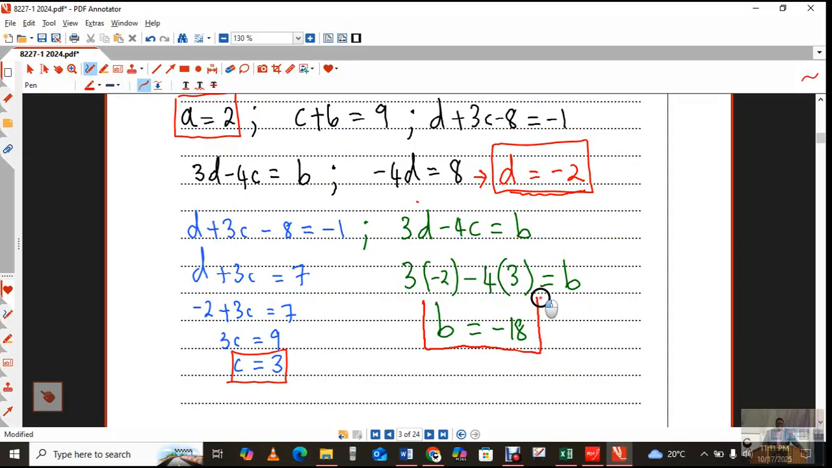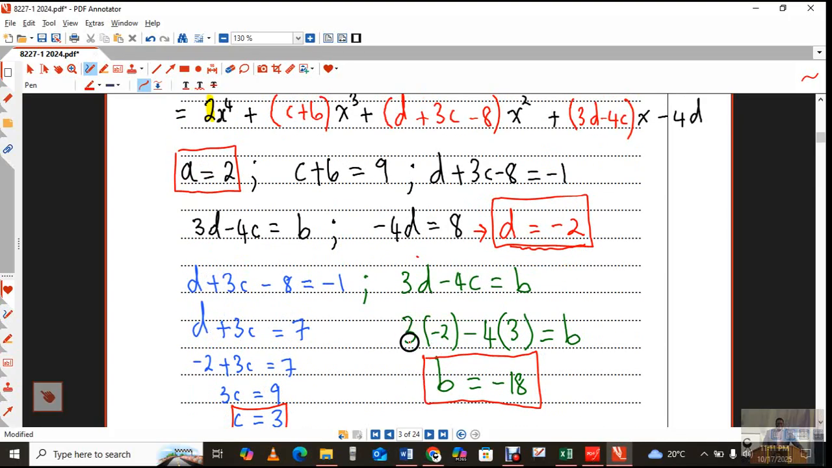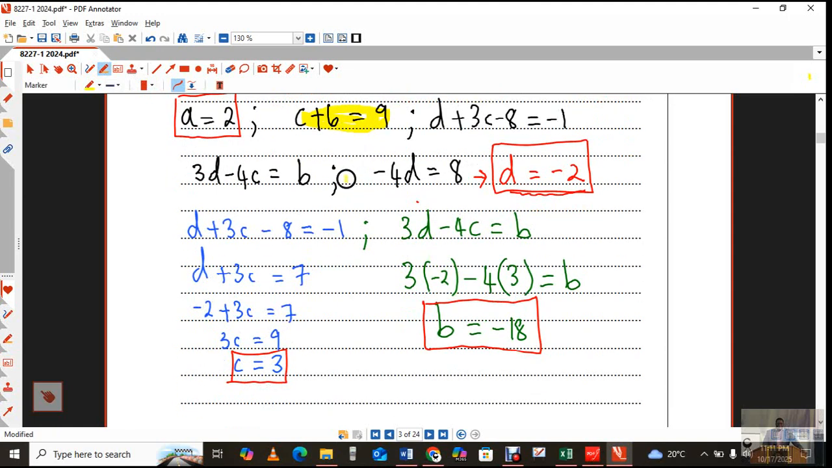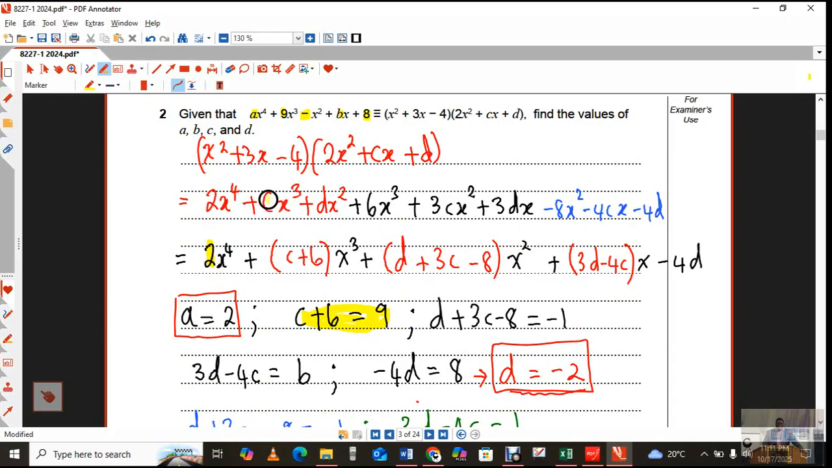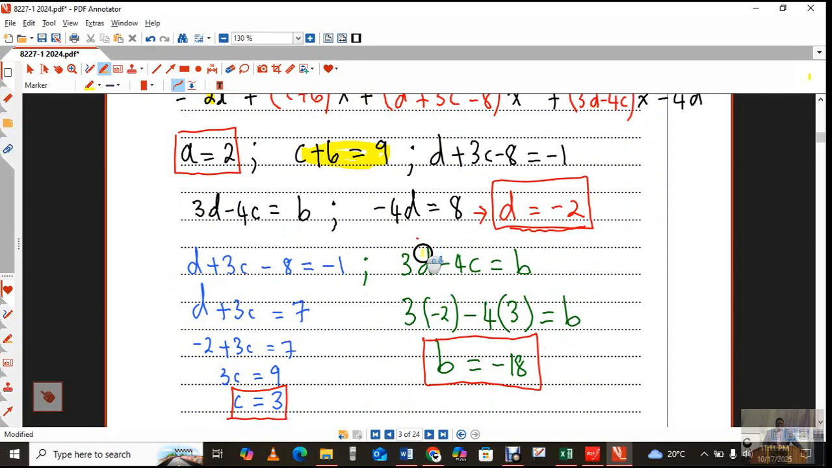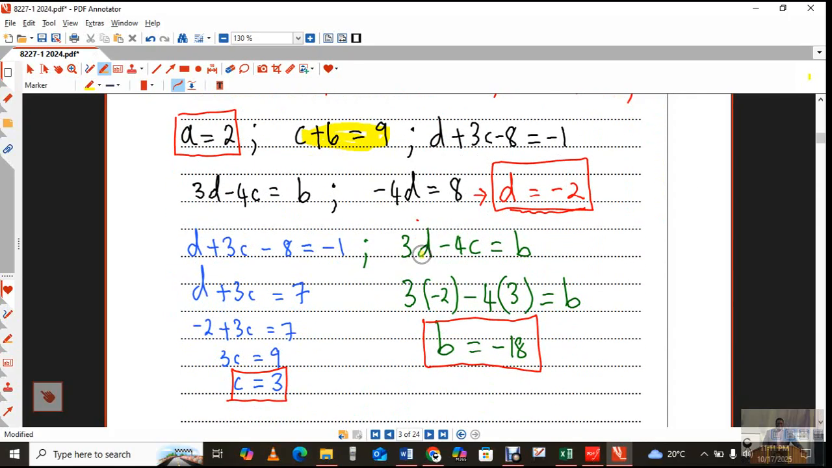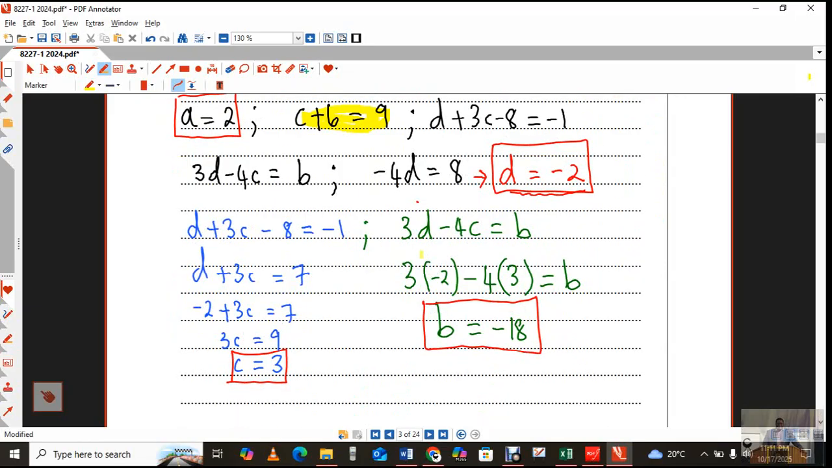So I have my a value, I have my b value, and I have my c value. Anything that I have left out? In fact, we could even have calculated c very easily from here. If you were to find c here, you would realize that c is equal to 3. Okay, so I have my 4 unknowns that I'm supposed to get, so I can just as well go ahead and write my final answer then.